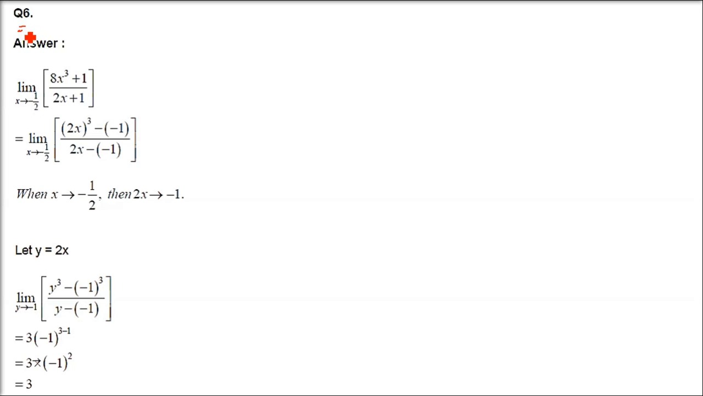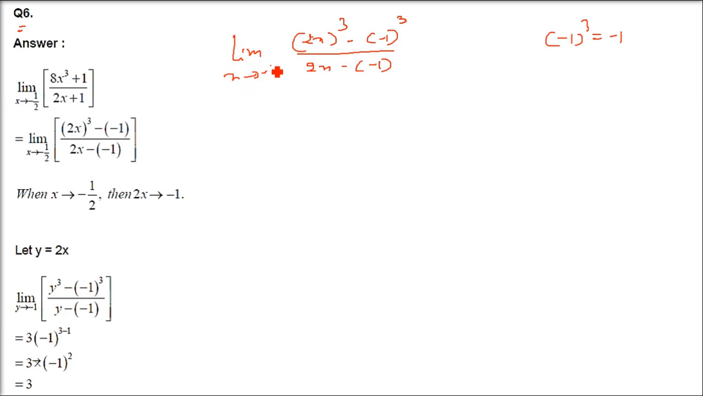Question number 6 here. Limit x tends to minus half, 8x cube plus 1 over 2x plus 1. So 8x cube we can write as 2x whole cube, minus or plus 1. Why are we doing minus? Because we don't have a formula for a plus. Simple. 2x minus of minus 1, 2x plus 1, we are writing. Now this is simple, the formula we use. Minus 1 cube is what? It's minus 1. So you can always write minus 1 whole cube. Minus 1 whole cube is minus 1 only.